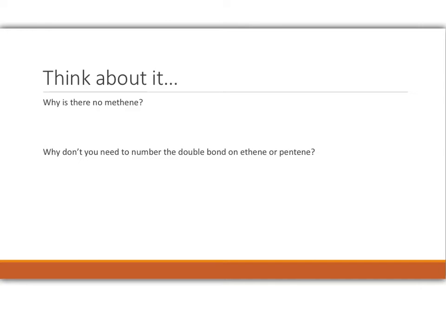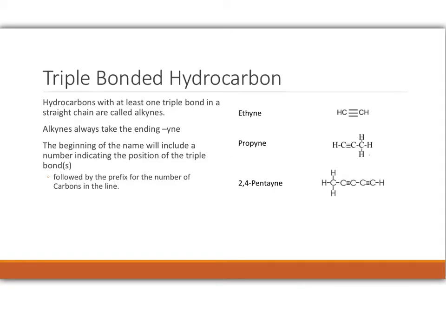So hopefully you think about it for a second. To have a double bond, how many carbons do you need? 2. And what does meth mean? 1 carbon. Okay, so you'll never see a methene. You'll also never see the prefix meth used with the triple bond either. Okay? So triple bonded hydrocarbons. They are called alkynes.